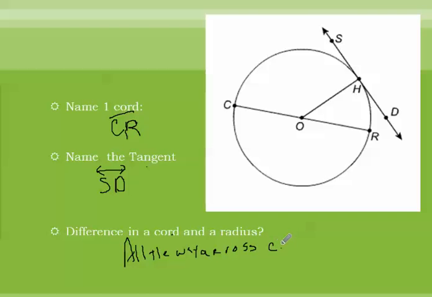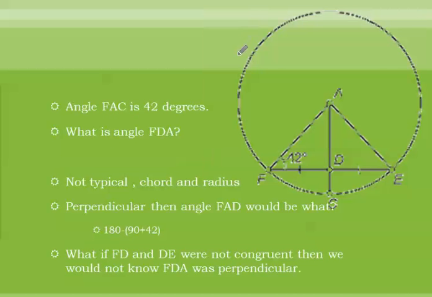All the way across the circle, where a radius does not. Okay? Moving on. If angle FAC is 42 degrees, that's this angle right here, and it's 42 degrees.